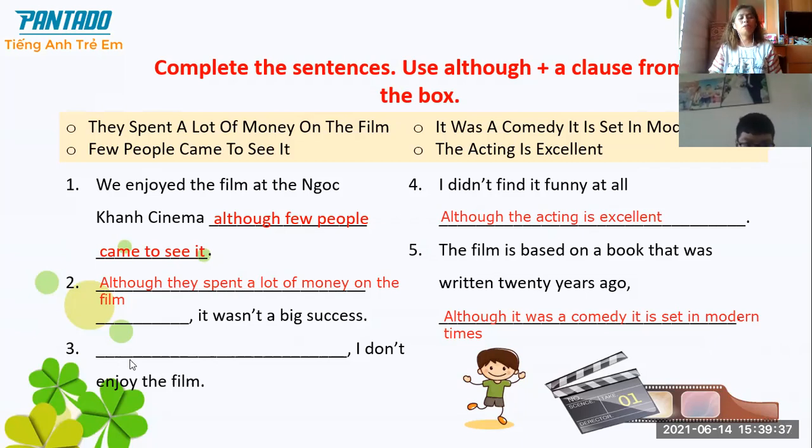Okay, how about number 3? Blank, I don't enjoy the film. So the teacher will have to add here. Did you write something? Did you write number 3? Yes. Okay.